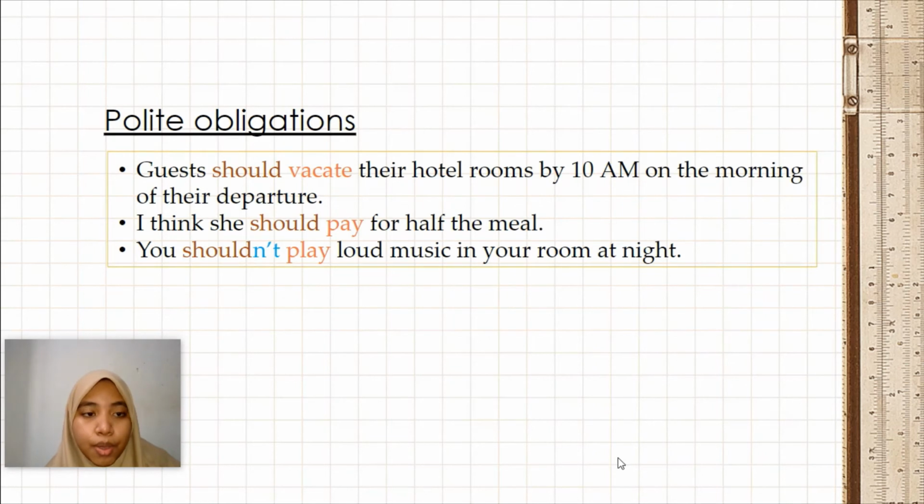Let's take a look. We can use should to express polite obligation. For example, guests should vacate their hotel rooms by 10 a.m. on the morning of their departure. I think you should pay half for the meal. You shouldn't play loud music in your room at night.